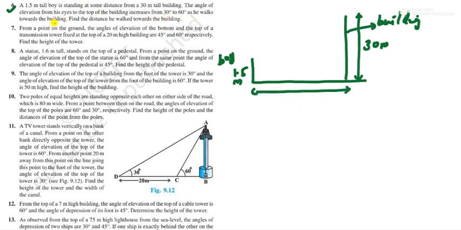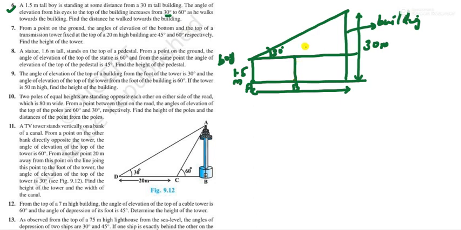Now the angle of elevation from his eyes to the top of the building increases from 30 to 60 as he walks towards the building. So when he was at this point, imagine it is A, the angle of elevation to the top of this building from his eyes, means this horizontal level you have to draw. So only this angle you can take. It was how much? It was 30. So from 30 it increased to 60 as he walks. So he was here at A and he walked some distance, we don't know where. Let me take it over here, B.